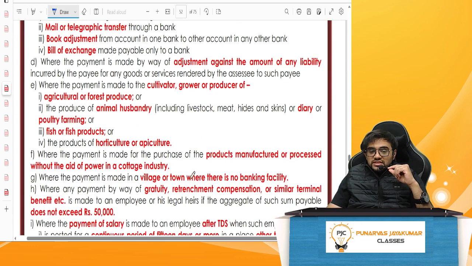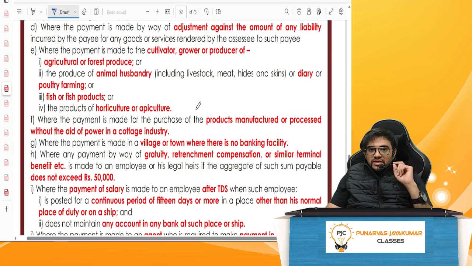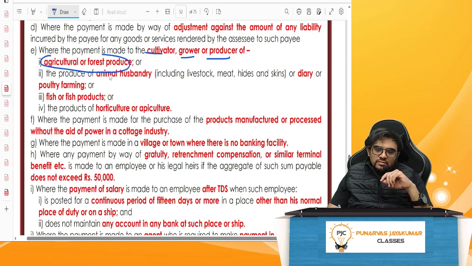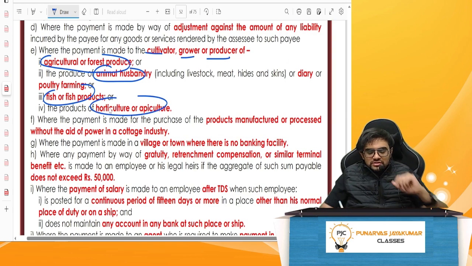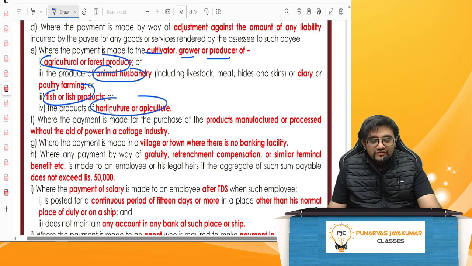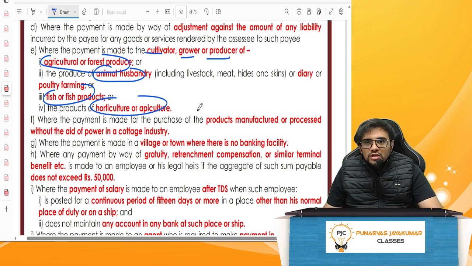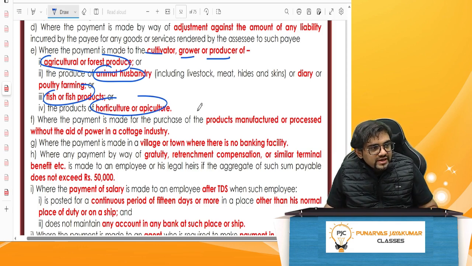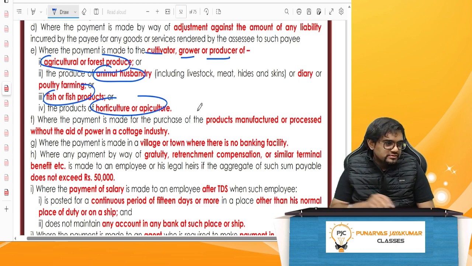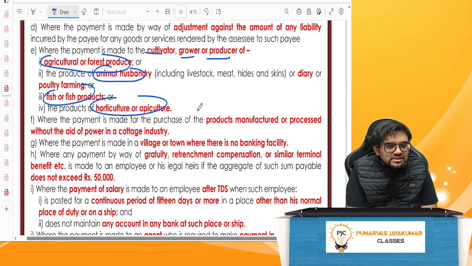But one interesting thing is what? If payment is made to the cultivator, grower, or producer of agricultural or forest produce, of animal husbandry, fish or fish products, horticulture or apiculture. In these cases, guys, definitely you can make payment, provided he is a primary producer. Primary producer means what? He is producing the entire goods primarily.